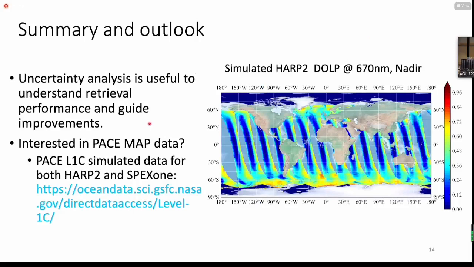In summary, uncertainty analysis is useful to understand retrieval performance and guide the improvement. If you're interested in PACE data, we have 1 day of HARP2 simulation available here. You can also find the SPEX1 simulation, which was done by the iStrong team, at the same link. So I will stop here. Thank you for your attention.